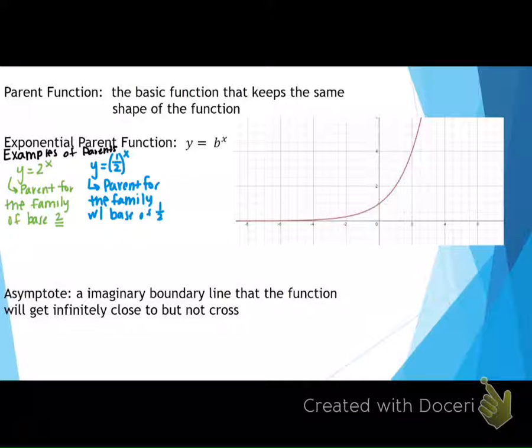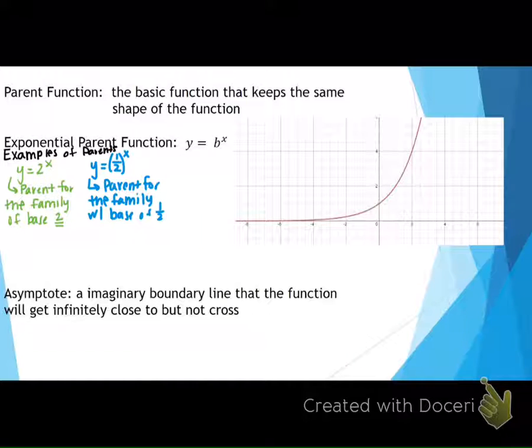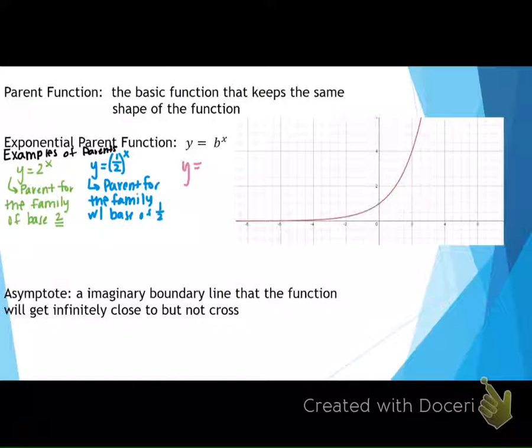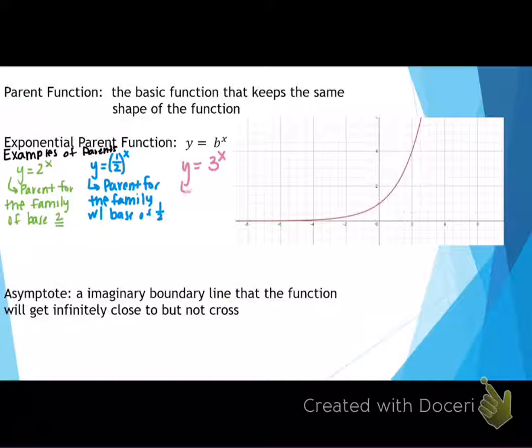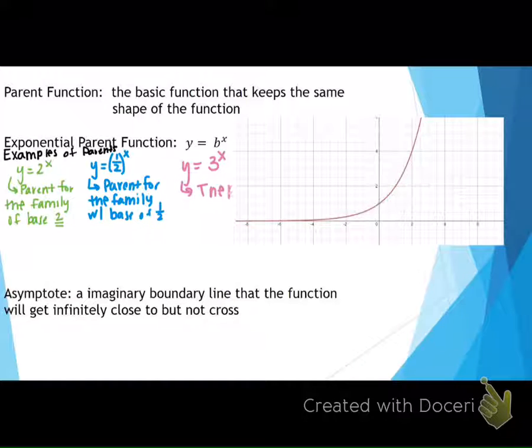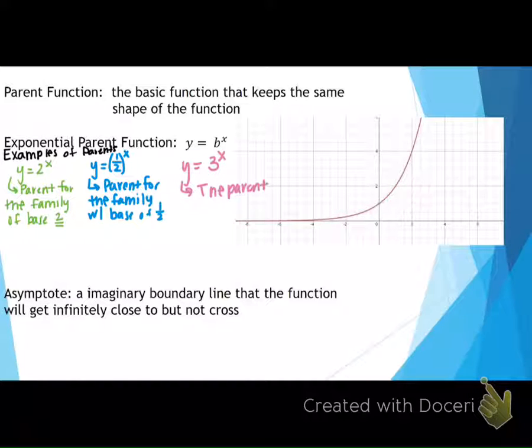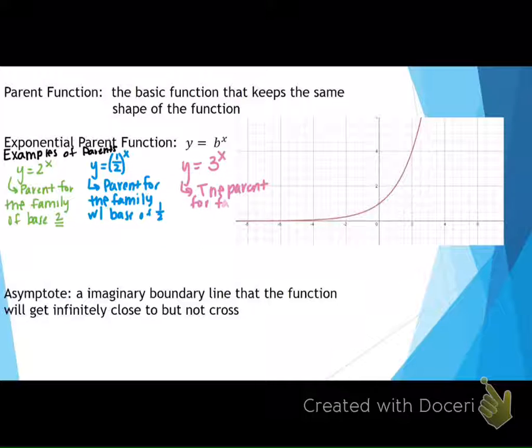Okay, so what is the parent for this family? 3, so it's the base. Do you guys all see that? Yeah. So the parent for families of base 3.